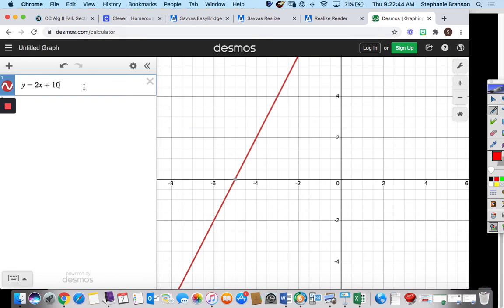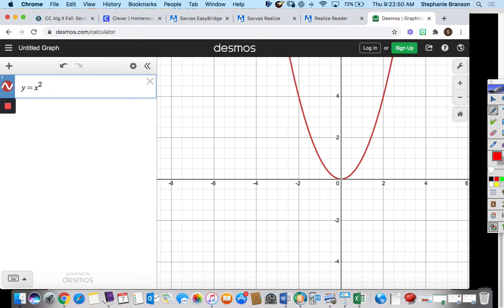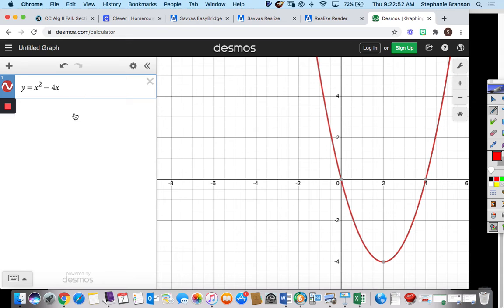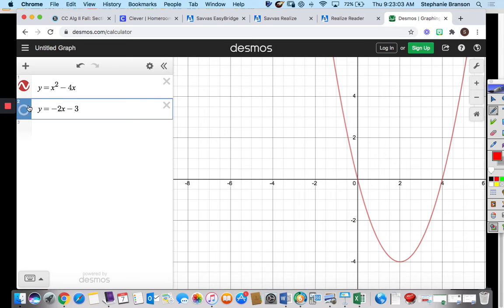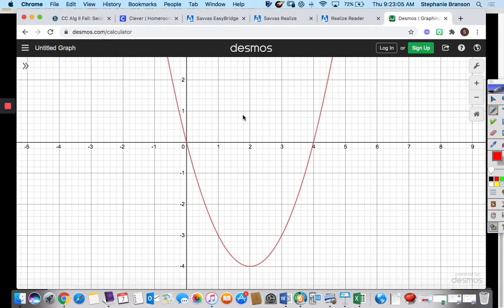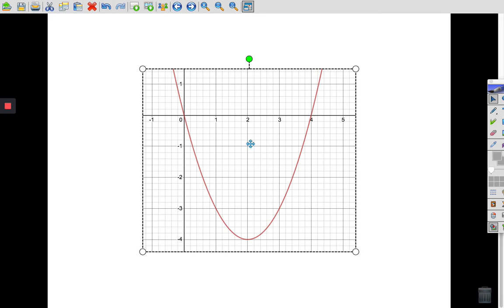So let's see if I can do this real quick. We got y is equal to x squared minus 4x. Y is equal to negative 2x. Alright, we're going to do one at a time. I just wanted to go ahead and get both on here. And now I'm actually going to take a small screenshot of this so I can draw on it.